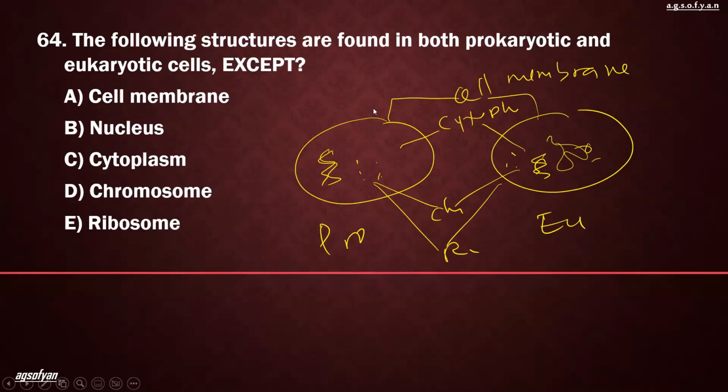So which one do you think is not present in both prokaryotic and eukaryotic? What's the difference over there? That is only found in the eukaryotic cell. Nucleus. Okay? Because in the eukaryotic cell, this chromosome will be covered in a nucleus. So the nucleus is only present in the eukaryotic cell. It is not in the prokaryotic cell. So the cell membrane, cytoplasm, chromosome, ribosome will be found in both prokaryotic and eukaryotic cells, except the nucleus, because the nucleus is only in the eukaryotic cell.